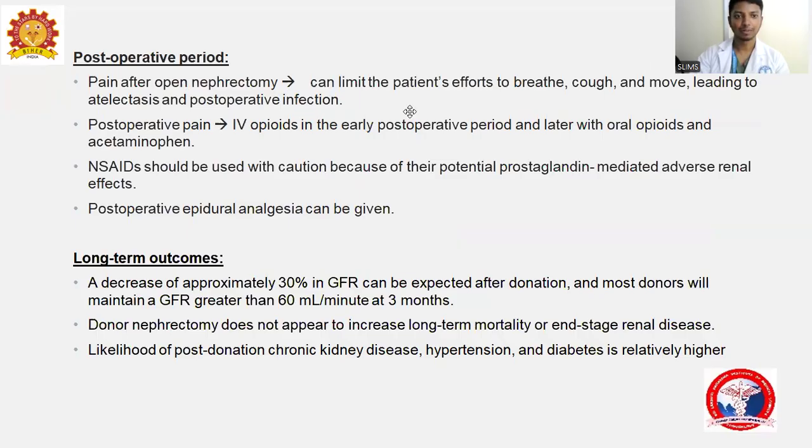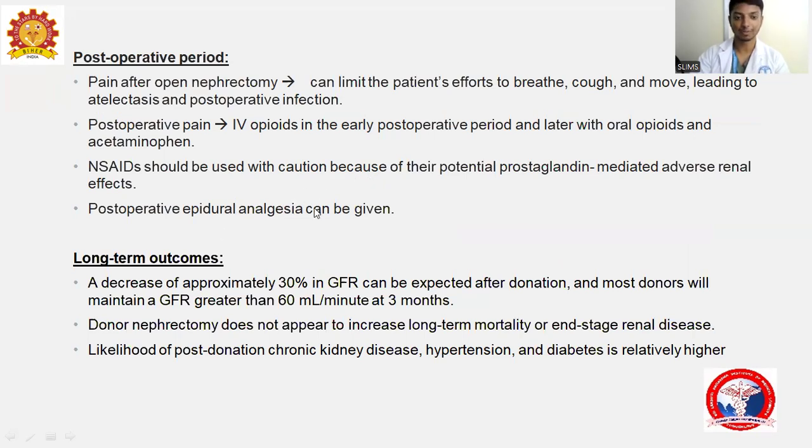In the post-operative period, pain after open nephrectomy can limit the patient's effort to breathe, cough, and move, leading to atelectasis and post-operative infection. For post-op pain, IV opioids in the early post-op period and later oral opioids and acetaminophen can be employed. NSAIDs should be used with caution because of the potential prostaglandin-mediated adverse renal effects. Post-op epidural analgesia can also be given.